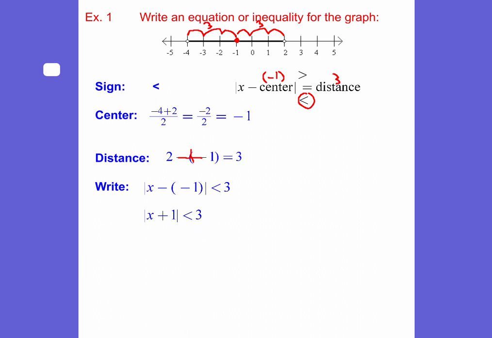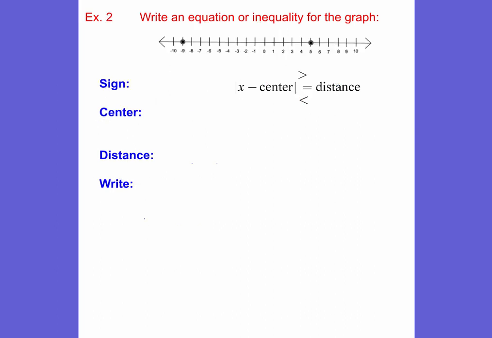All right, we've got another example here. Example 2 says I want to write an equation or inequality for this graph. So I've got a point at -9 and a point at 5. And if you notice, there is no shading at all. So referring back to your notes, no shading tells me that this is an equal to graph.